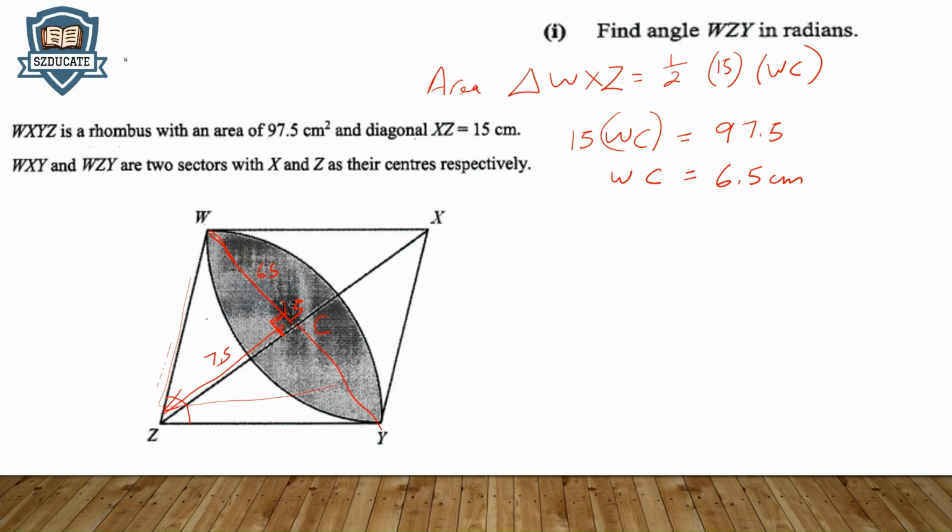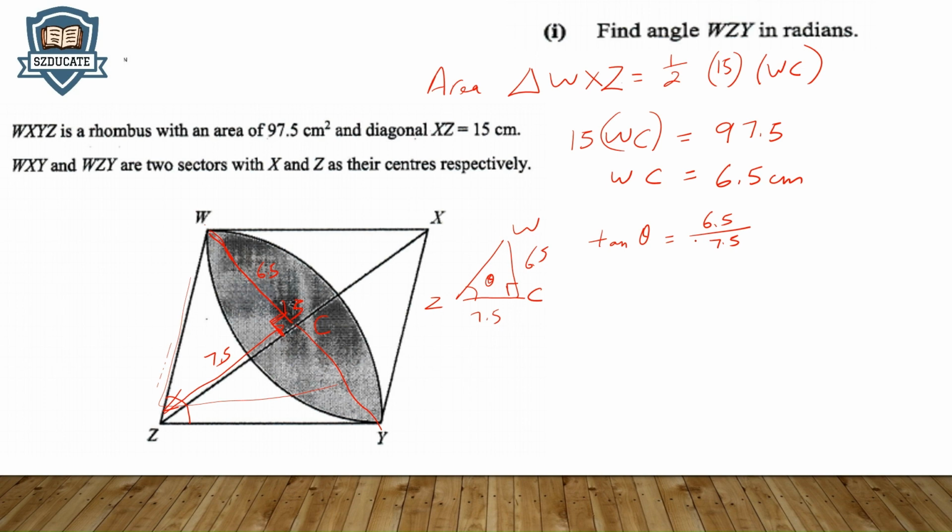Now, can you see there's a triangle that is forming up? Something like this here: W, C, and this is Z. And this is a right angle triangle. Let's call this angle theta. This side is 6.5 and this is 7.5. I can use basic trigo to find the angle theta. So tangent theta is equal to 6.5 over 7.5.